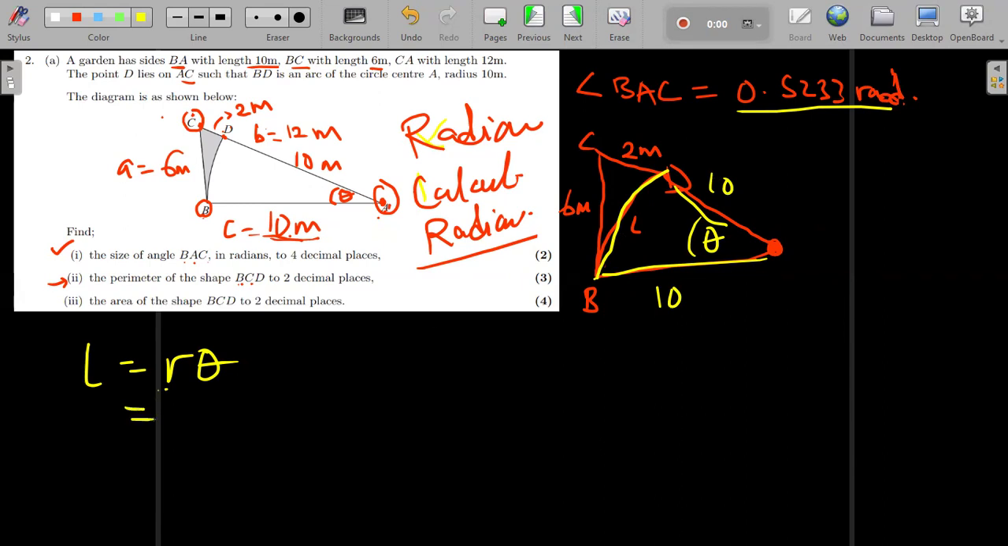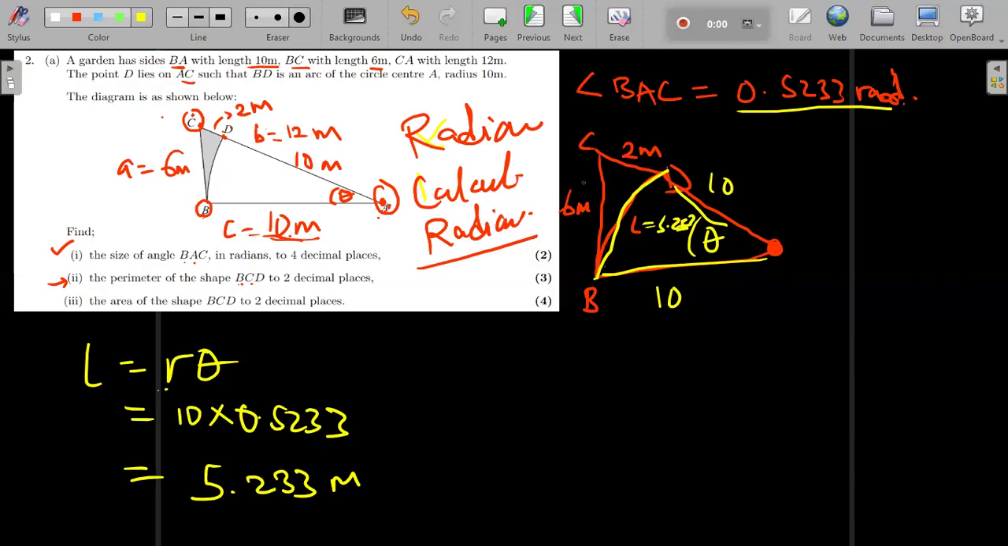So we are going to say this is equal to the radius, 10, multiplied by the angle, which is in radians, 0.5233. When I multiply that, what am I going to get as my arc length? Let me multiply on my calculator, so do be counter-checking with yours too. 10 multiplied by 0.5233, I'm going to get 5.233 meters. So it means we now have the length of this arc, which is just 5.233.